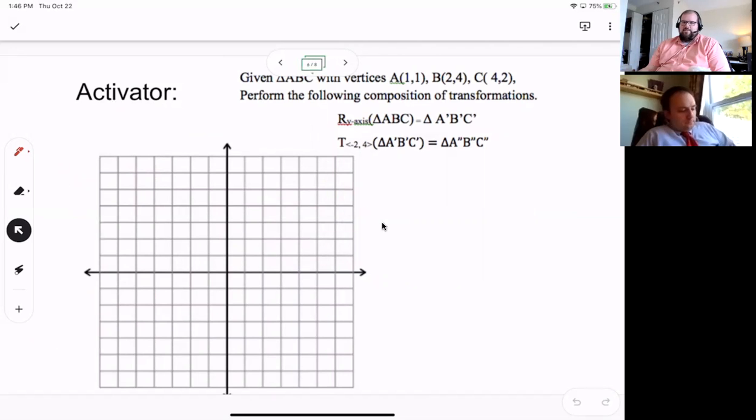All right, so now we have the activator in the middle of the slides, and that's because we're combining rotating things with then doing more than one transformation at the same time. So while Mr. Butterworth is writing these things, what we're going to do is to first reflect this over the y-axis. That's the first instruction that we're being given.